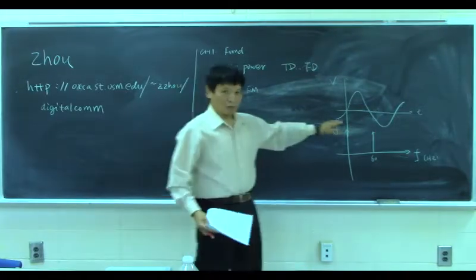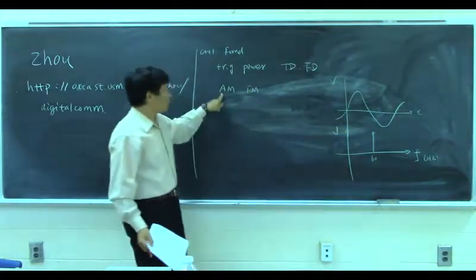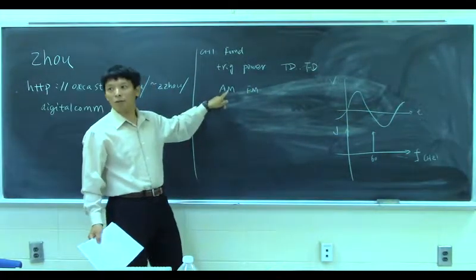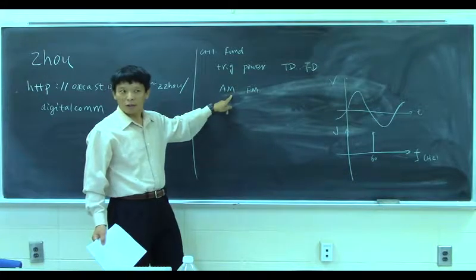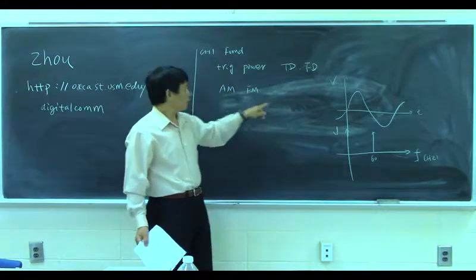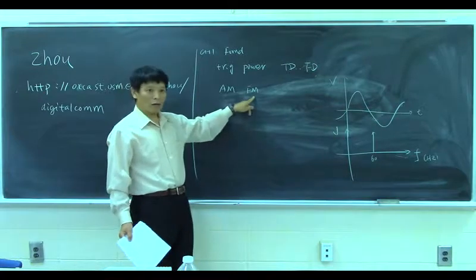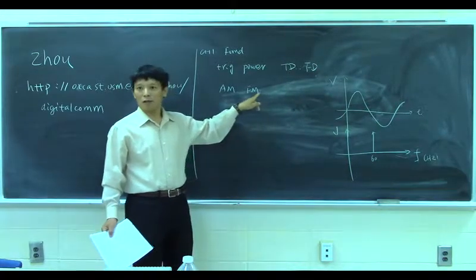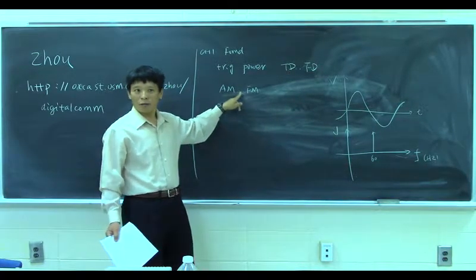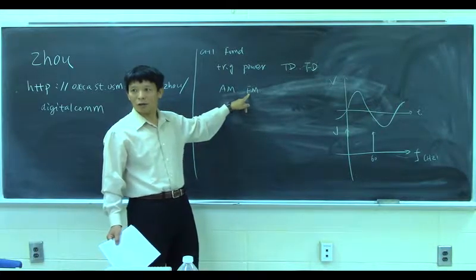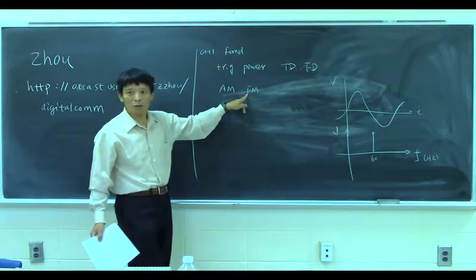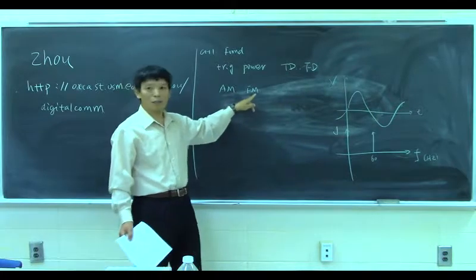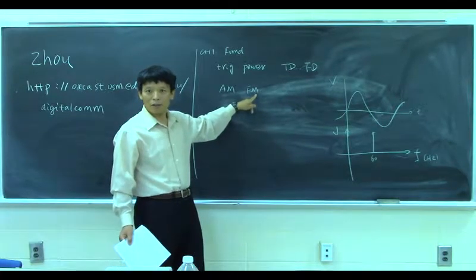In AM, the information is in the amplitude. AM means amplitude modulation. The information of your signal is in the amplitude. FM means frequency modulation. Everybody knows what FM means, right? You drive your car, you listen to the radio, it's FM radio. That means frequency modulated. What does that mean?